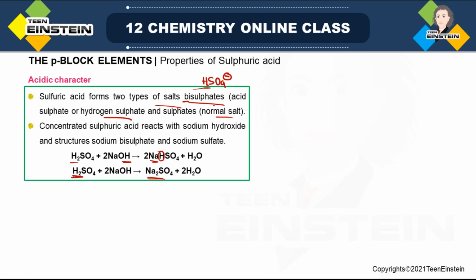Sorry, what I said in the first point: when it is HSO4 minus, that is for the first equation. Suppose this is the first equation, then you can call it bisulfate, hydrogen sulfate, or acid sulfate.